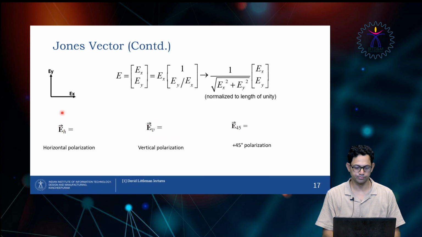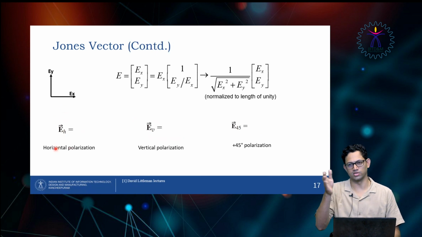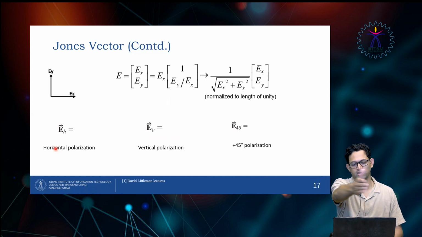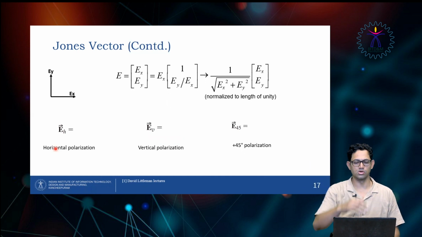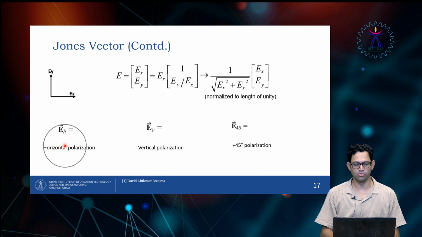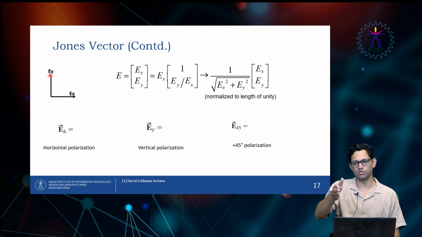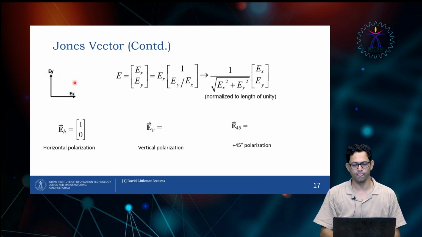So for example, when you have a horizontally polarized light source, you are moving along this path and your electrical field is polarized in the horizontal direction. So the electrical field is oscillating like this and moving towards the camera. That is horizontal polarization. In that case, you have the Ex component to be 1, and because there is no oscillation in the Y component, that is the vertical direction, the Y component would be 0. So the Jones vector for horizontal polarization is 1 and 0.